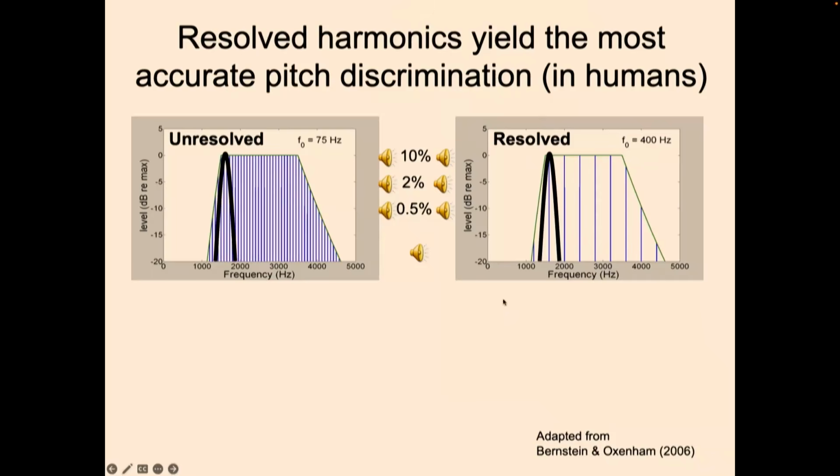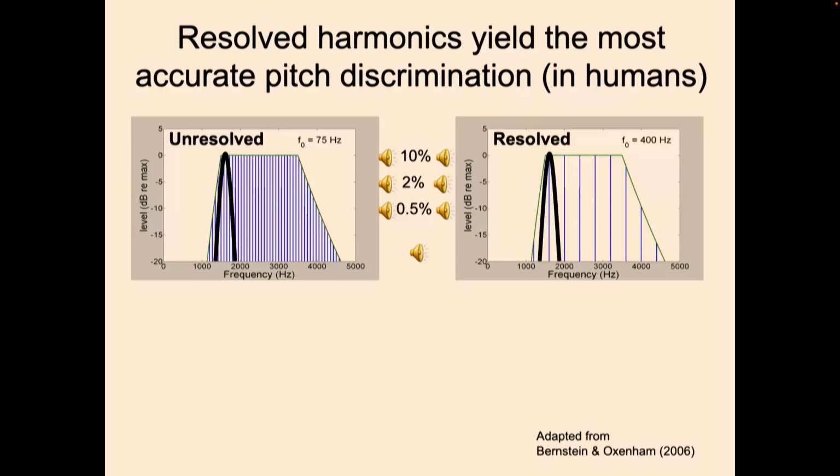So I'm not going to go through the details of exactly how these stimuli were made, but they're passed through a filter and manipulated so that you've either got low-numbered harmonics that are thought to be resolved, or high-numbered harmonics that we call unresolved. Okay, so that's a 10% difference in fundamental frequency. So just for comparison, a semitone, which is like the difference between adjacent white and black keys on a piano, that's about 6%.